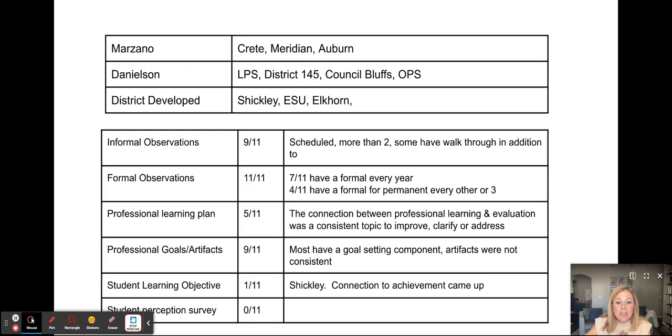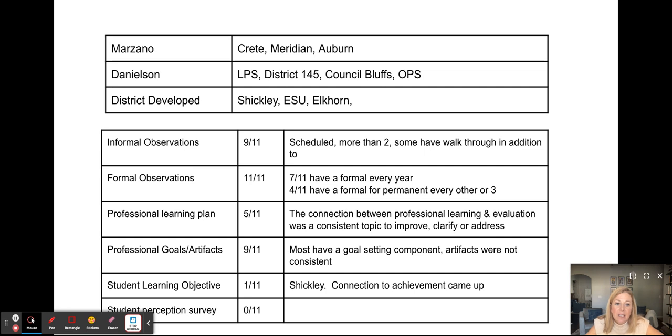5 of the 11 districts required some sort of professional learning plan as part of the evaluation process. But this was a consistent theme that came up in your reflections, which was, I think, professional learning is separate. In some cases, there was not clarity in where the professional learning plan falls. Is it in continuous improvement? Is it in the evaluation process?